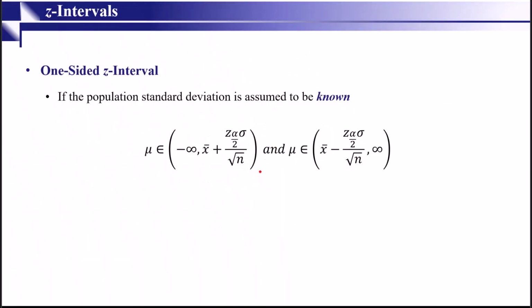The last topic here is the one-sided z interval. We can do the same thing for one-sided, knowing that the standard deviation is known. Again, minus infinity gives the upper bound and plus infinity the lower bound. The interval is minus infinity to x bar plus z alpha times sigma divided by root n, and this is known as the one-sided z interval.